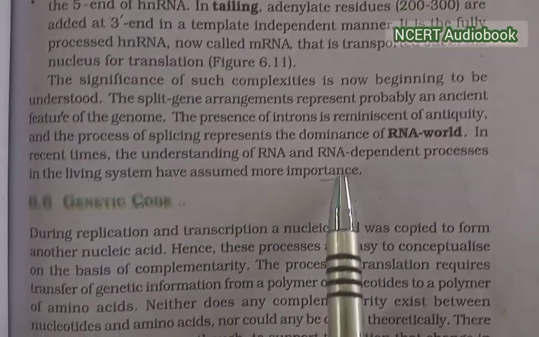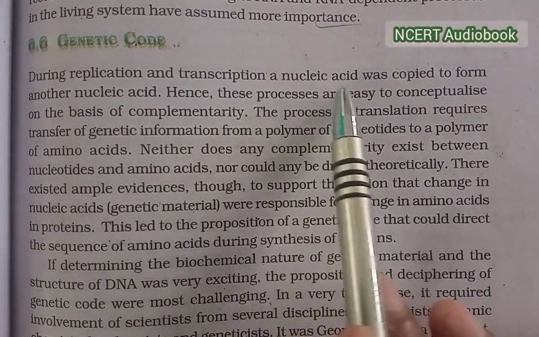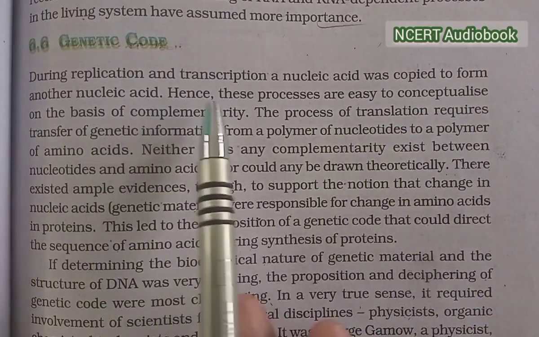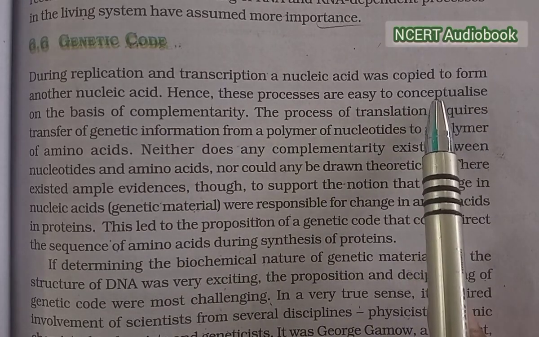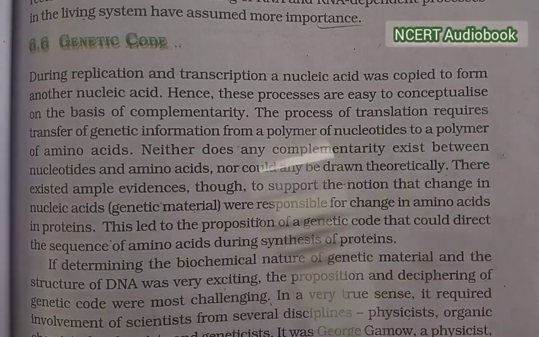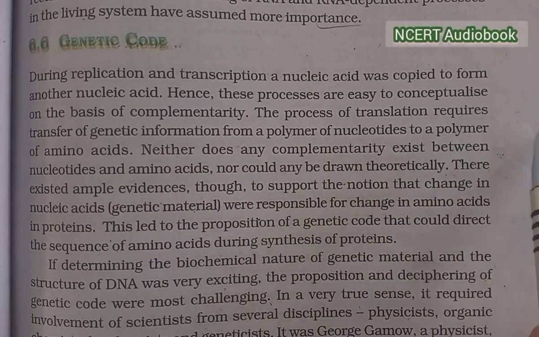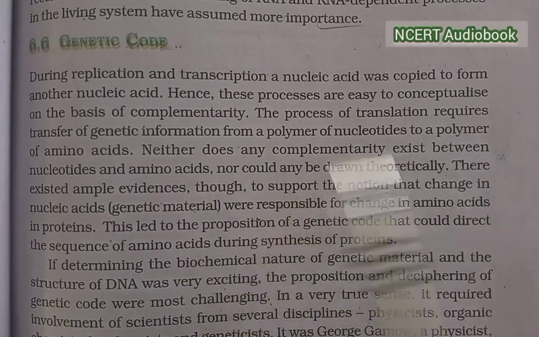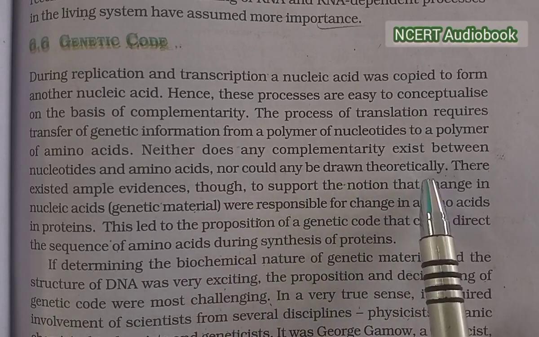Genetic code. During replication and transcription, a nucleic acid was copied to form another nucleic acid. Hence, these processes are also easy to conceive on the basis of complementarity. The process of translation requires the transfer of genetic information from a polymer of nucleotides to a polymer of amino acids. Neither does any complementarity exist between the nucleotides and the amino acids, nor could any be drawn theoretically.